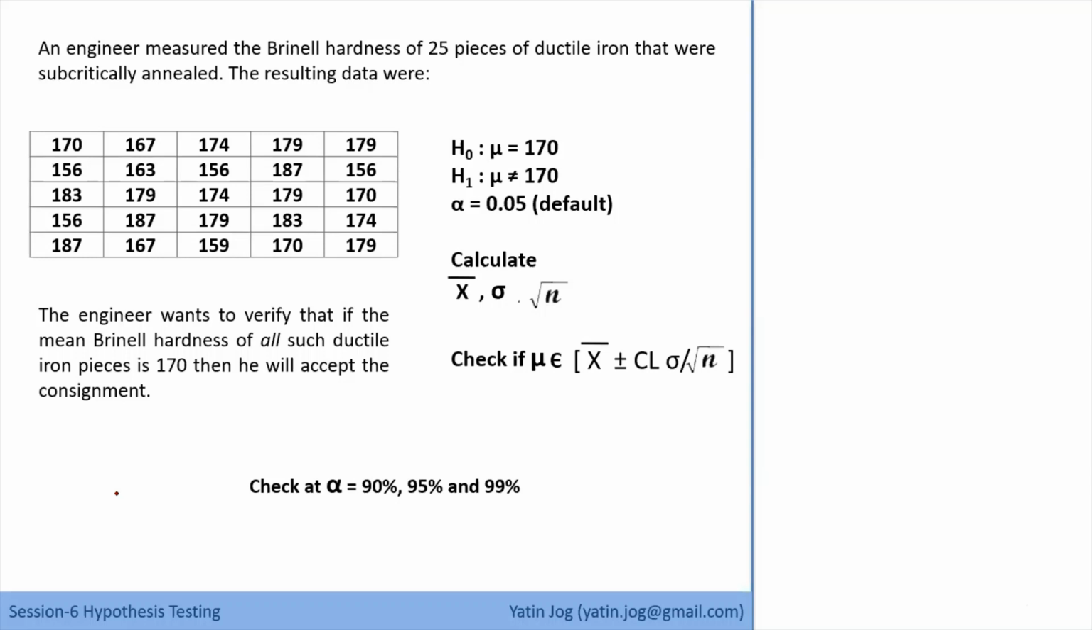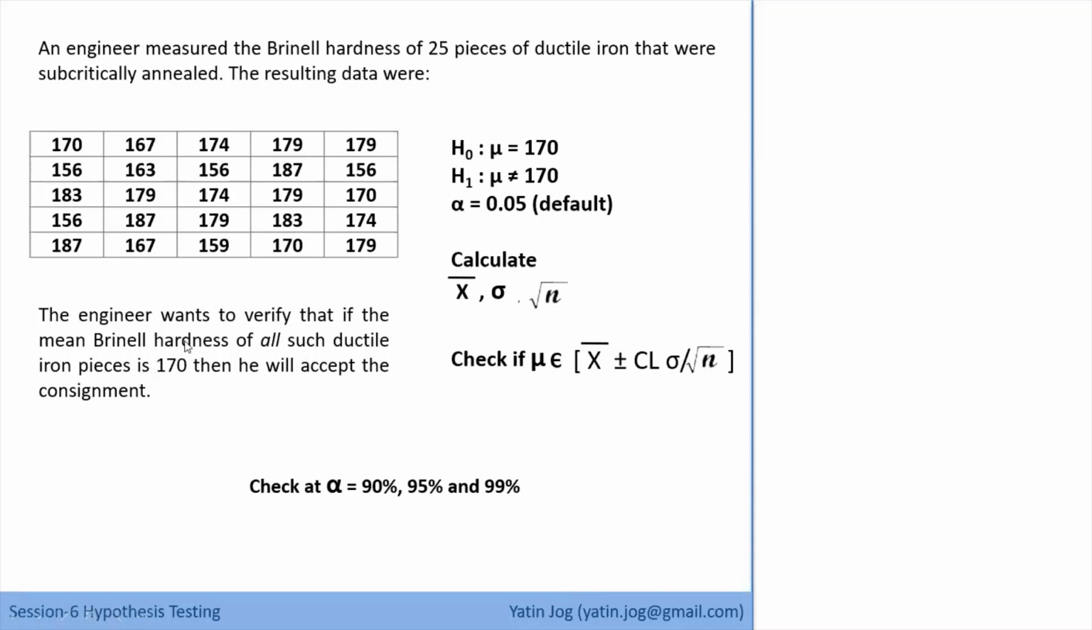Now we'll try to solve this problem. An engineer measured the hardness of 25 pieces of a ductile iron that were subcritically annealed, and the resulting data is given as follows. The engineer wants to verify whether the mean hardness of all such ductile iron pieces is 170. If it is 170, then only he will accept the consignment. Otherwise, he will not accept it. In this consignment, you can see there are 25 items. And the average hardness the engineer is expecting is 170.